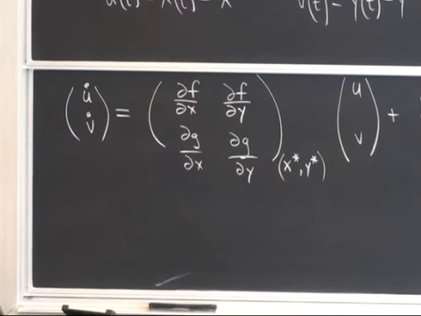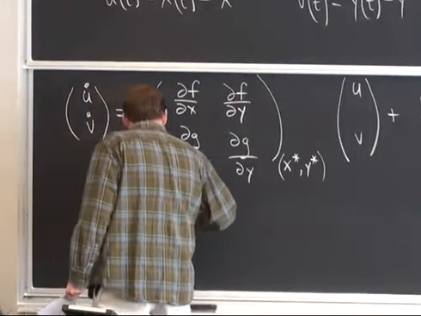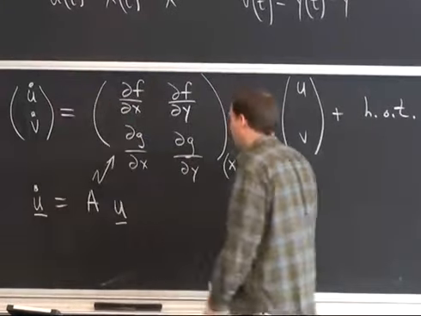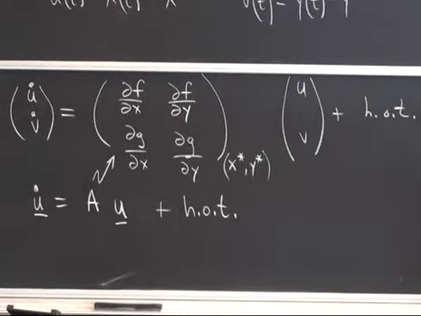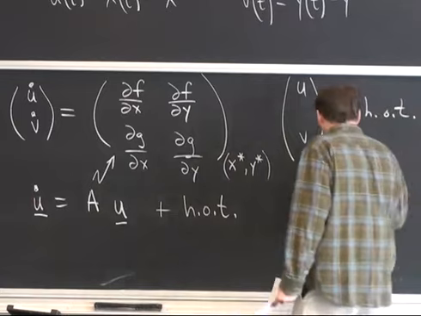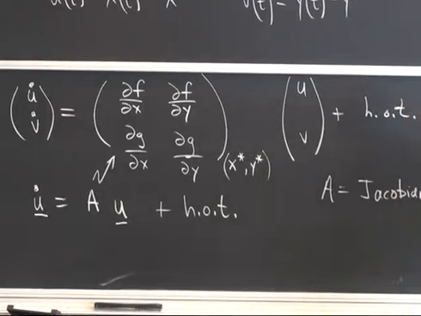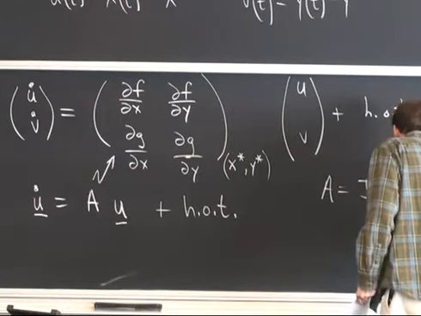which in matrix notation we might write as a vector u dot equals a matrix A times a vector u, where A refers to this matrix up here, and here's the higher order terms. So A is going to come up a lot in the course. That's the thing we're going to call the Jacobian matrix. And it's the linearization of the vector field, gives the linearization of the vector field about a fixed point.